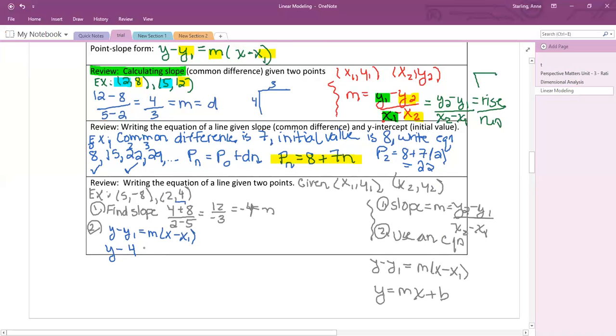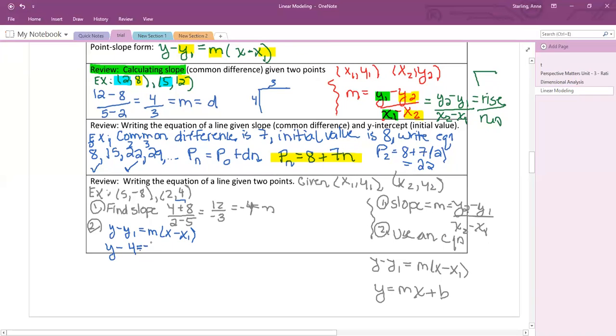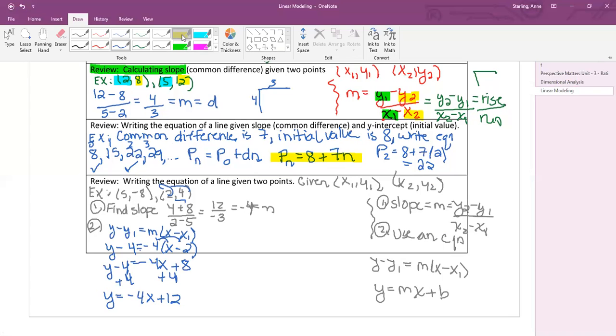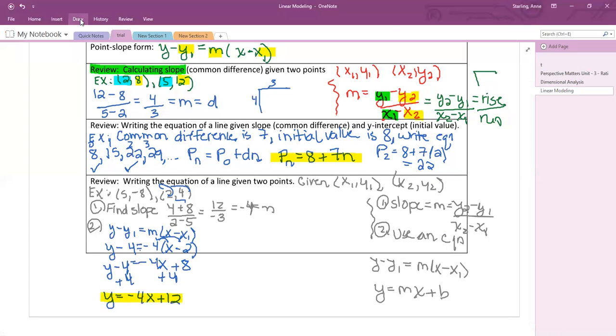And it doesn't matter which set of points you use, you will get the same answer for either one. I'm just using the one without a negative. Equals -4 times x minus x1, which is 2. So just stick to one point, and you'll get the same answer either way. So now I'm going to finish this off. That'll be -4x plus 8. y minus 4 equals, add the 4. So I come up with y equals -4x plus 12 as my answer. And if you want to try it with the other point, you should get the exact same answer.